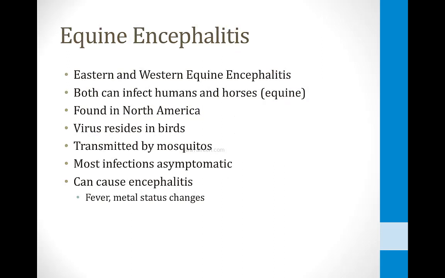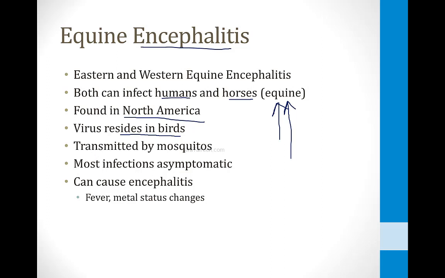The last two toga viruses are the eastern and western equine encephalitis viruses, and both of these viruses can cause encephalitis, as you can imagine from the name. Both of these viruses can also infect humans and horses. That's why they get the word equine in their title. They're both found in North America, and the reservoir for both viruses is birds. Don't get fooled by the word equine in the title and think that the reservoir is horses. That's not the case. It gets that name because the virus can infect horses, but the reservoir is birds.